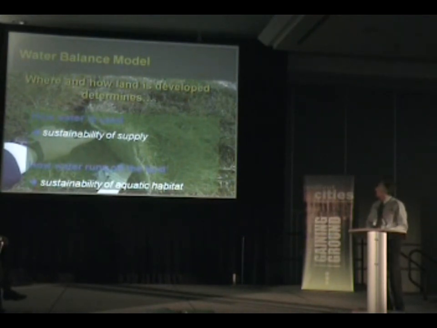So, where and how the land is developed determines how water is going to be used, how sustainable water supplies are. How water runs off the land impacts the aquatic habitat. If we have the water running off the storm sewers and off the parking lots quickly, we scour the streams, we create sediments, we impact the fish habitat, all those kind of things.